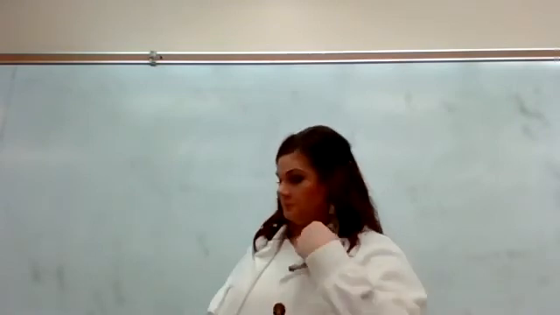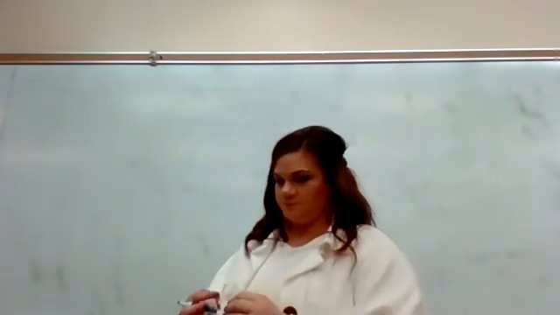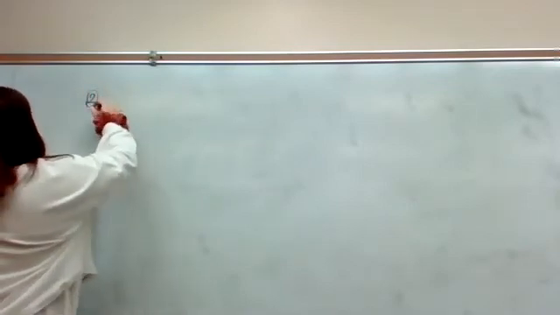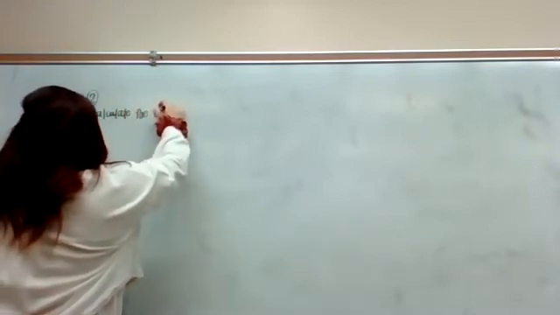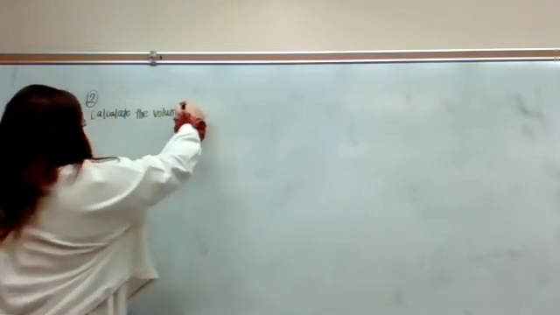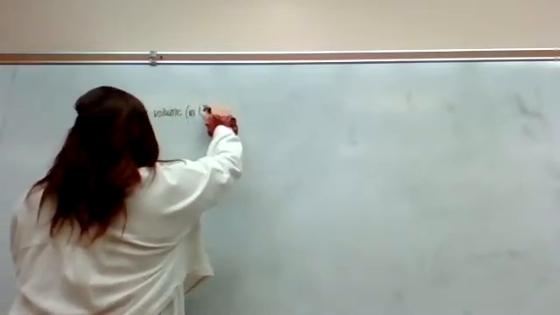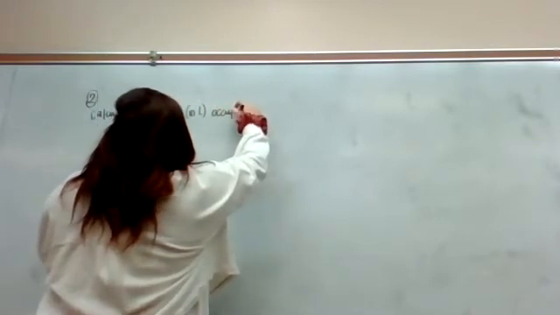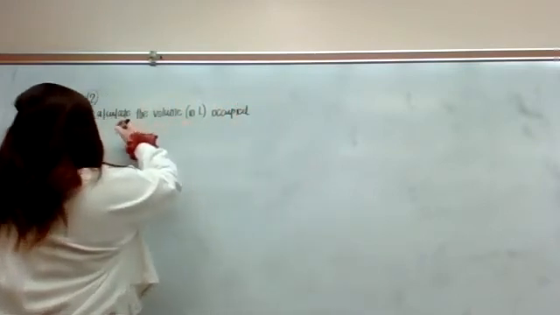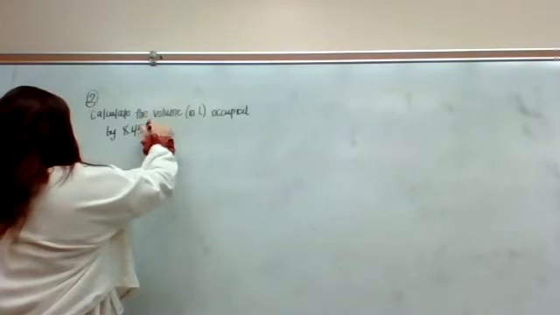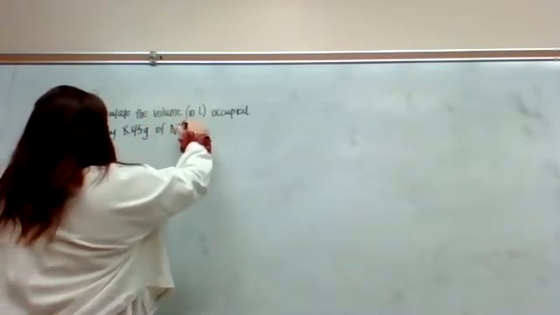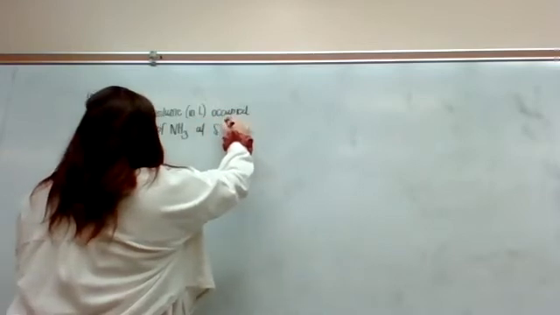You said 2 and 3? All right, number 2 says, this is practice that I posted on Moodle. Calculate the volume in liters occupied by 845 grams of NH3 at STP.